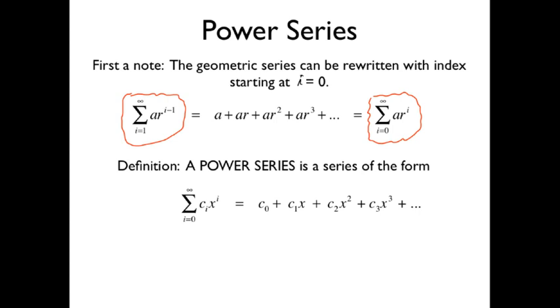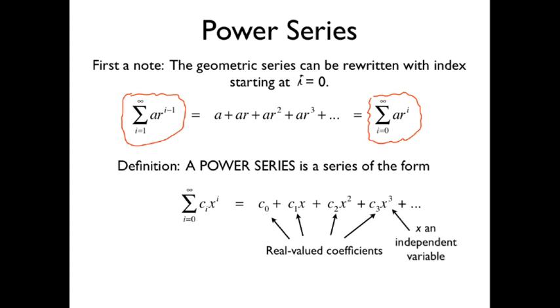Okay, so what's different about this? What we get is real valued coefficients. This C sub I is kind of generic; there'll be some formula of I that's going to give you a real number, and it could change from term to term. So we're going to have real valued coefficients, and then we have an independent variable. This is new. We have an independent variable, x.